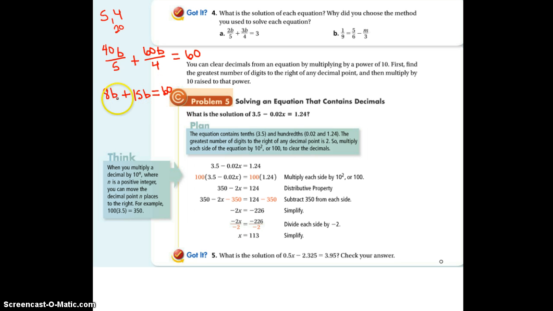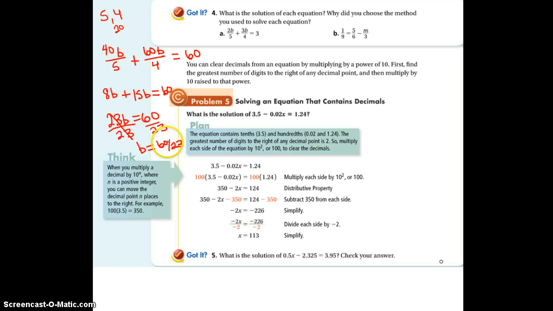So combine like terms here: 8b plus 15b gives me 23b. To finish this off, I would do the inverse operation, which means I would divide both sides by 23. The 23's cancel out, and I get b equal to 60 over 23. 60 over 23 does not reduce.